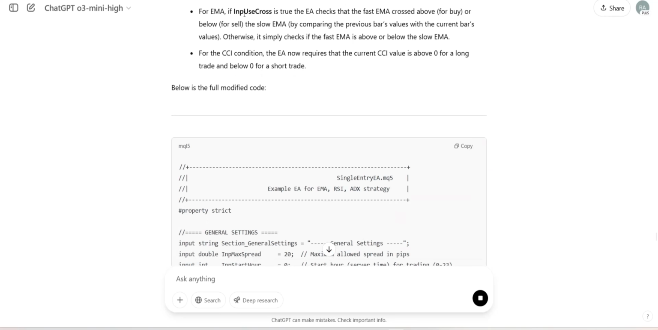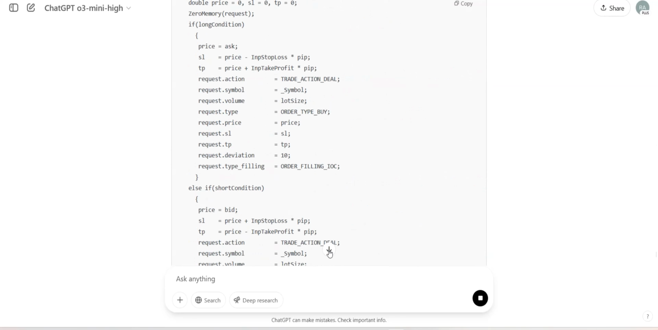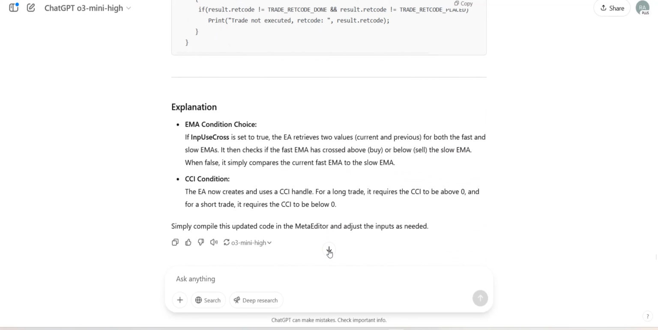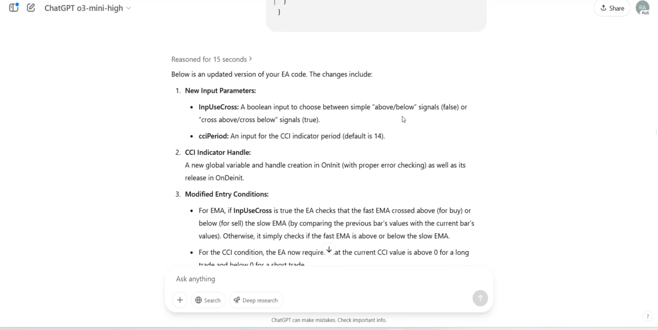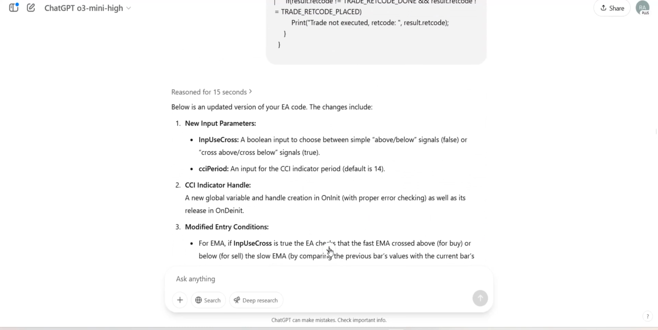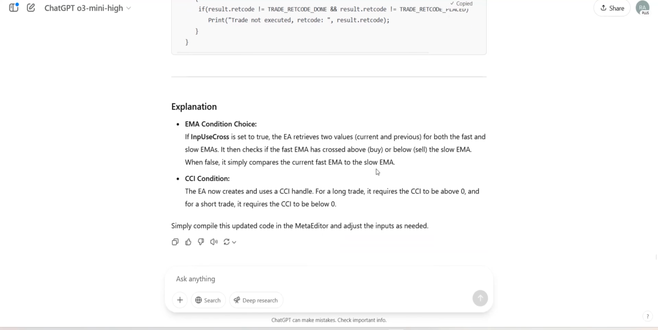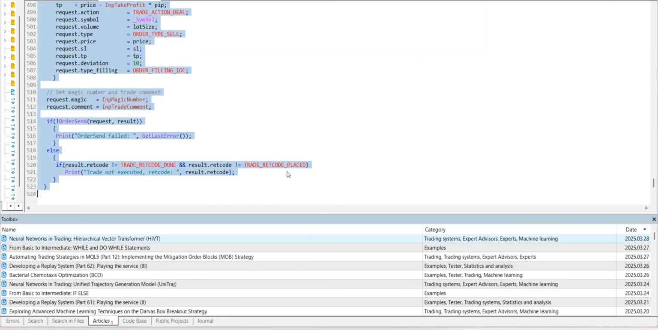Let's see. For EMA, if input use cross is true, checks first. Otherwise, yeah, okay, this is good. For the CCI condition, the EMA requires that the current CCI value is above 0 for a long trade and below 0 for a short trade. Okay, perfect. It understood my intentions and my logic, even though I am tired, and in this way I couldn't give as good instructions as I'm usually doing, sorry about that.